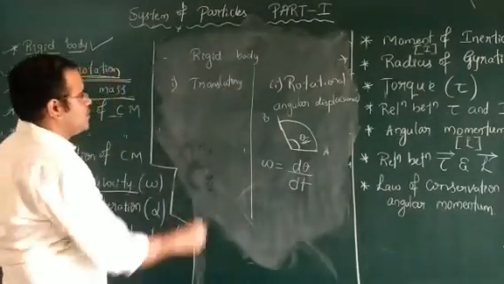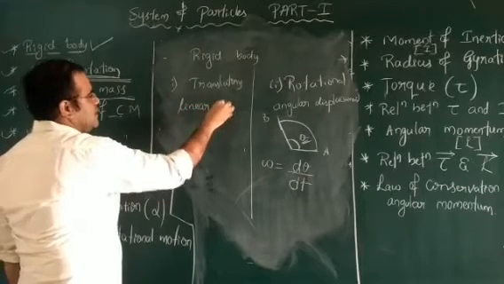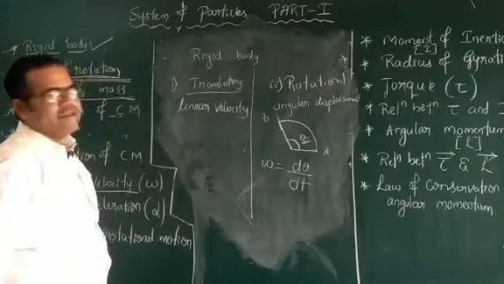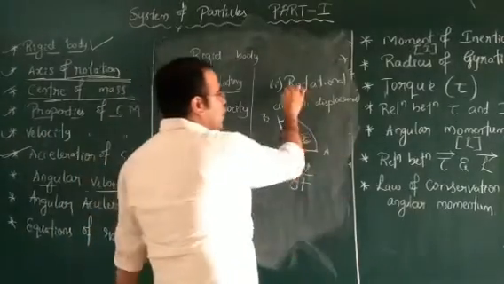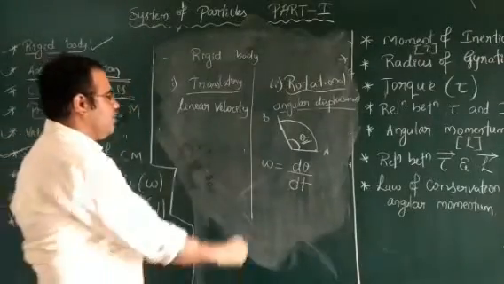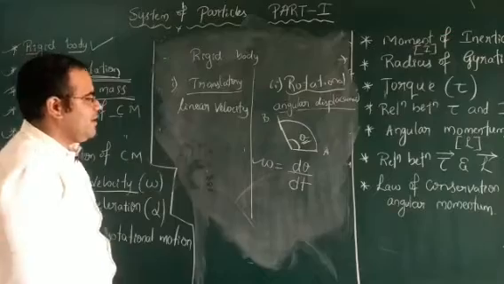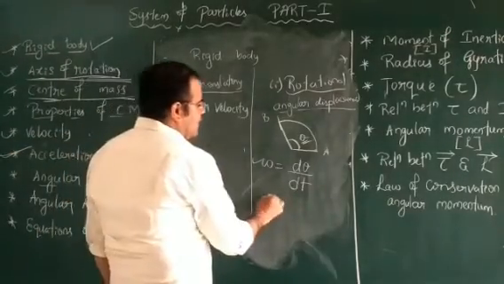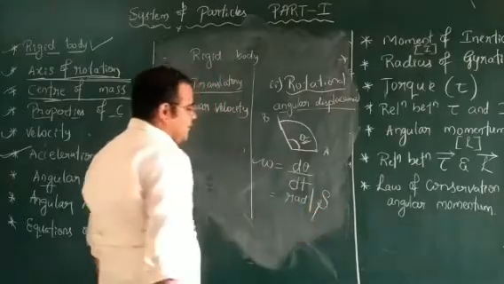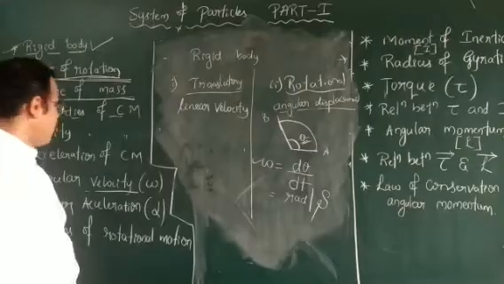But here, what do you observe? Linear velocity. So we observe this as linear velocity whenever we have a translatory motion. Whenever we have a rotational motion, we observe angular velocity. So angular velocity, given by omega, is equal to d theta divided by dt. Now the SI unit we can write as radian per second. So radian per second is the SI unit corresponding to angular velocity.